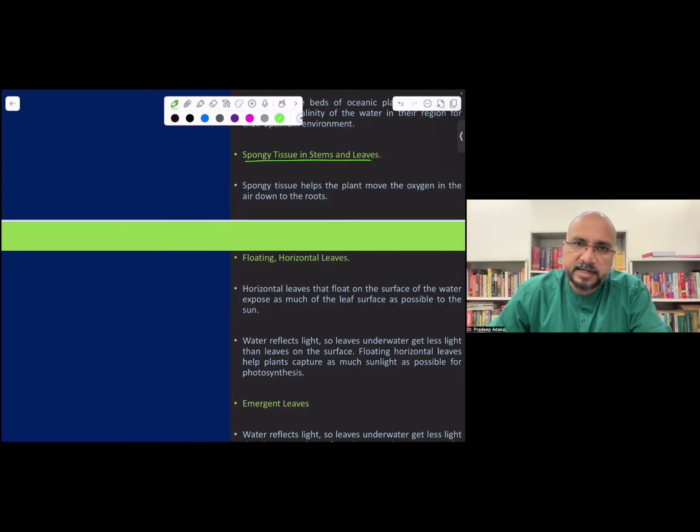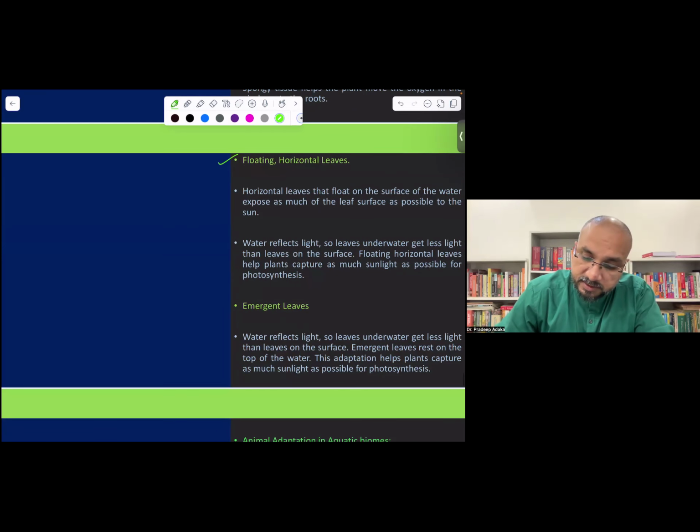Roots cannot absorb oxygen directly. There is no oxygen because all the soil pores are filled with water. It is submerged. So the plant takes oxygen from the aerial parts and supplies it to the roots. Aquatic plants have this kind of adaptation. They have spongy tissue in the stems and leaves that can move oxygen to the roots.